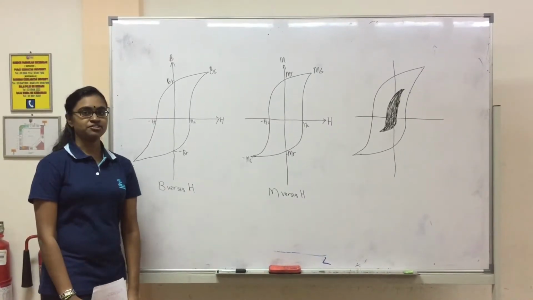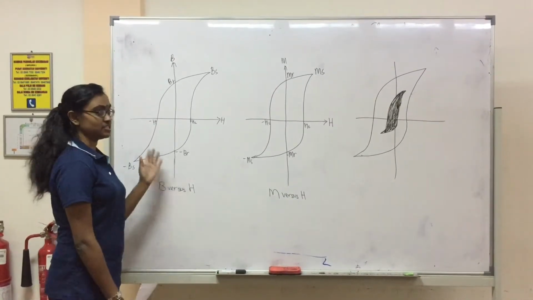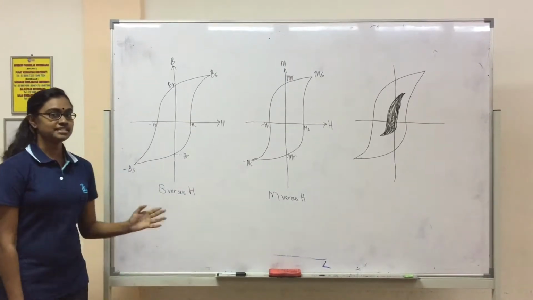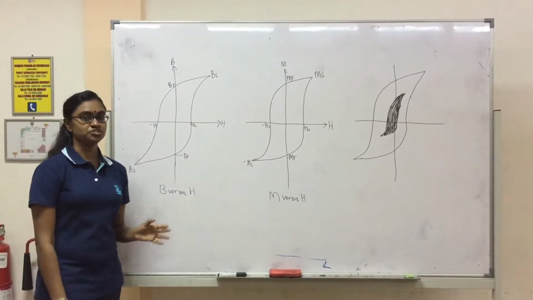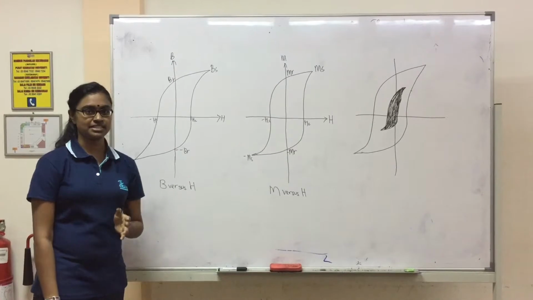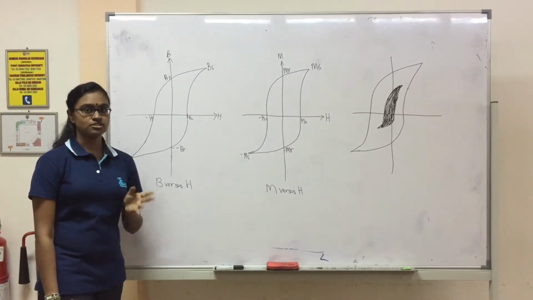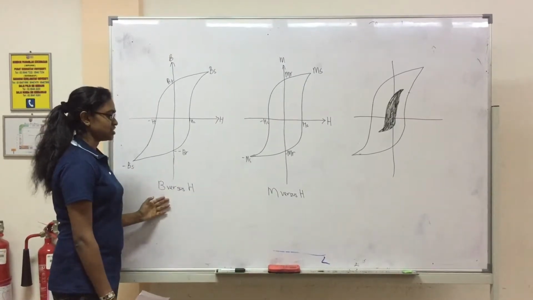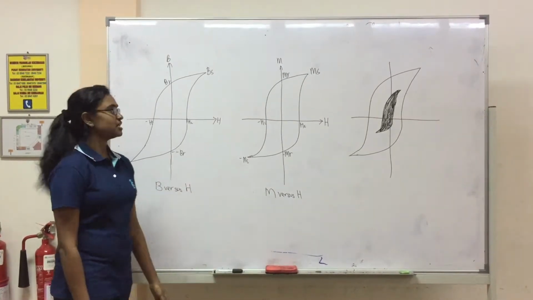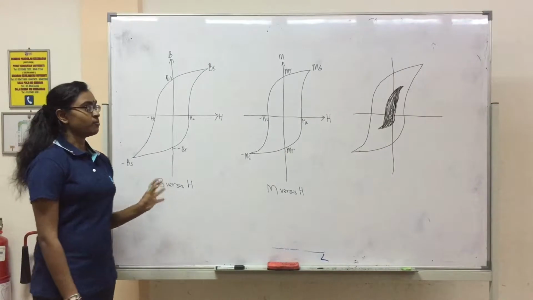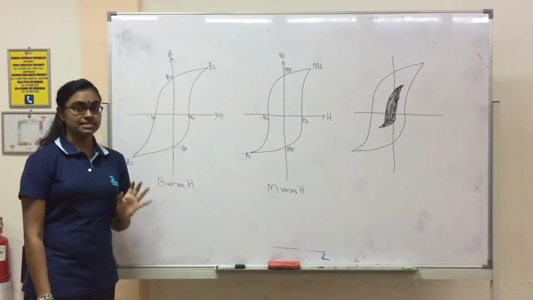So now I would like to explain the hysteresis loop. The definition of a hysteresis loop is the cycle showing the magnetization and demagnetization and also the lost energy. There are two types of hysteresis loop, which are B versus H and M versus H. The explanation for both hysteresis loops is the same.